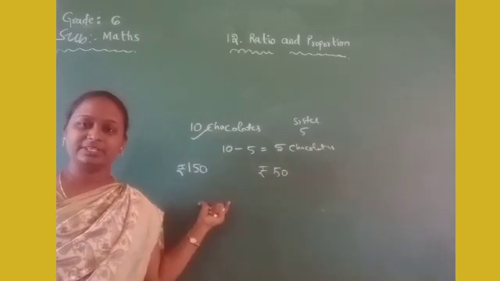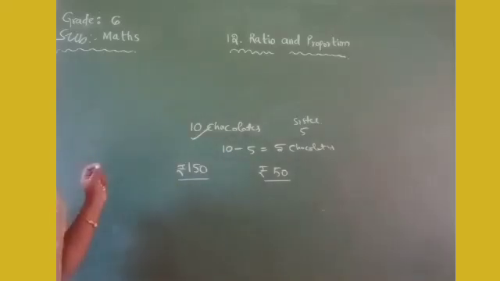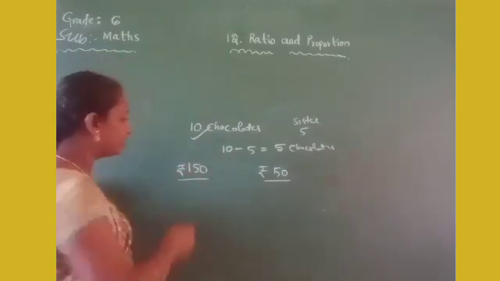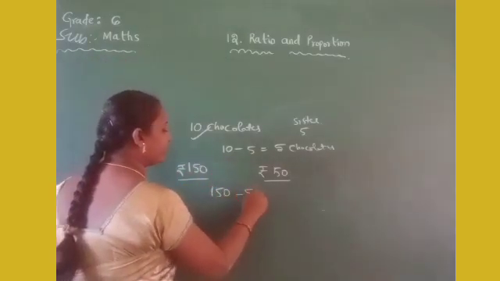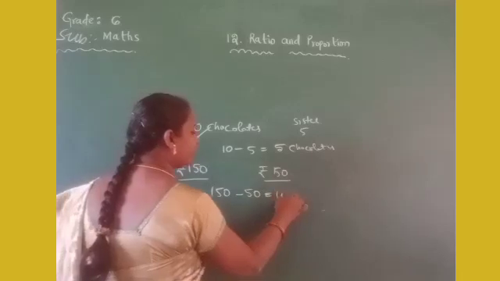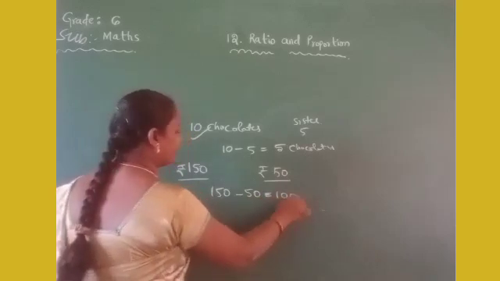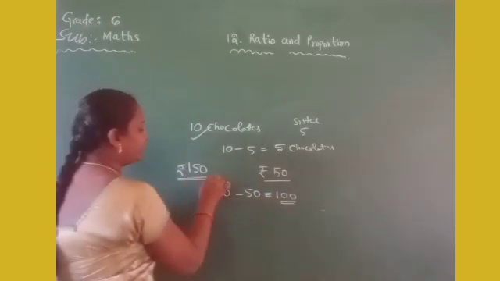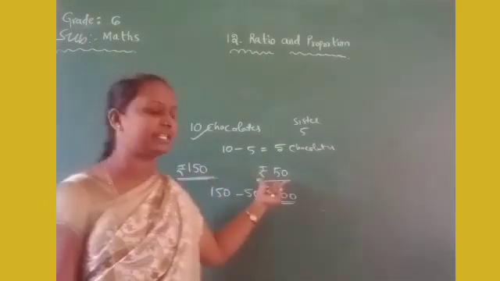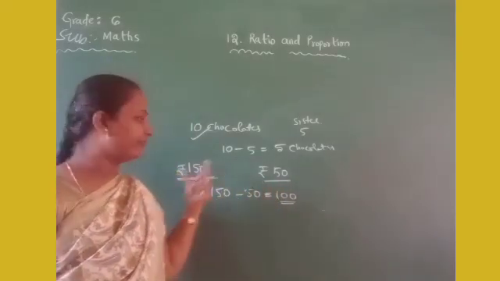Your father gave 150 rupees to you, and your sister received 50 rupees. Then who got more? That means you have to subtract: 150 minus 50. How many rupees more than your sister do you have? That is 100 rupees. Yes or no? Yes. So 100 rupees more than your sister. You have 150, your sister has 50 rupees.